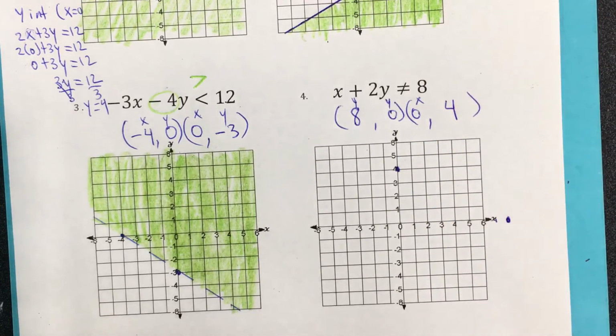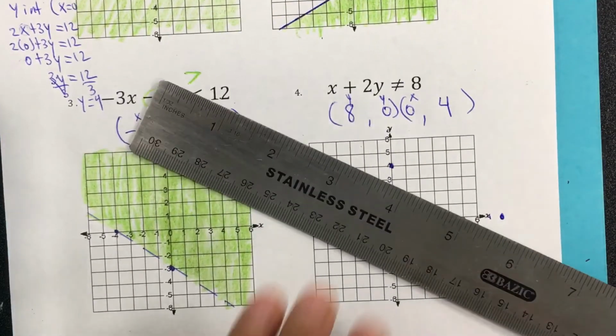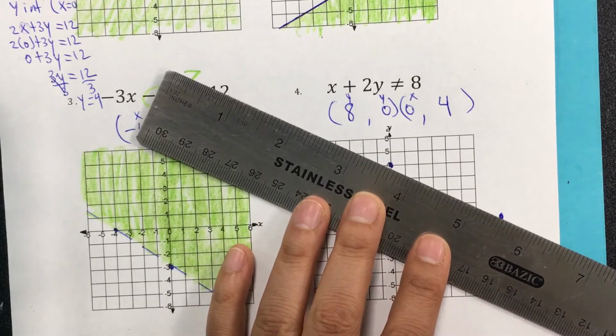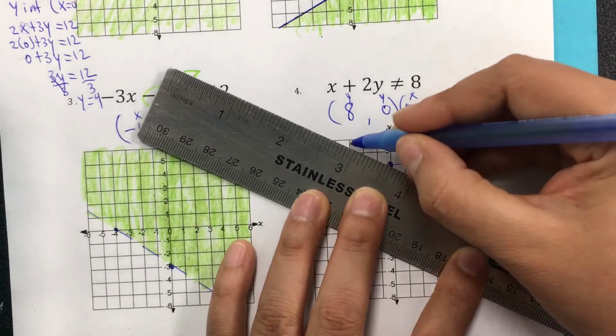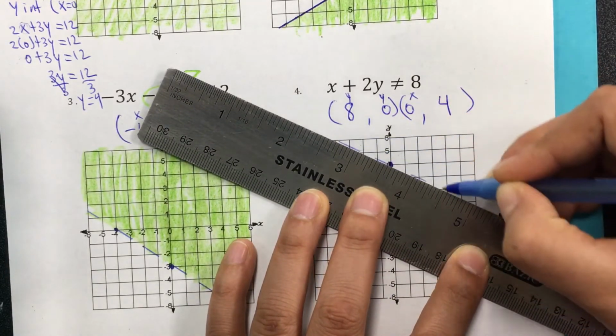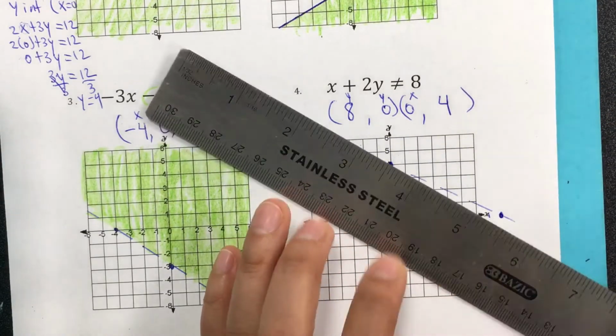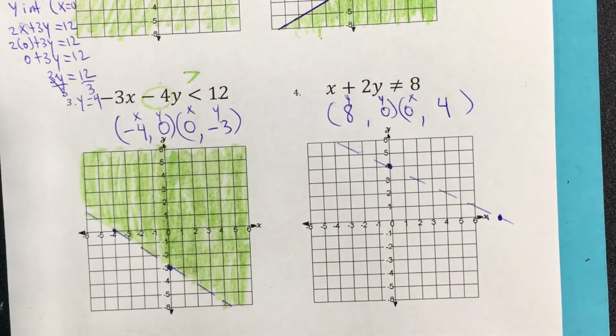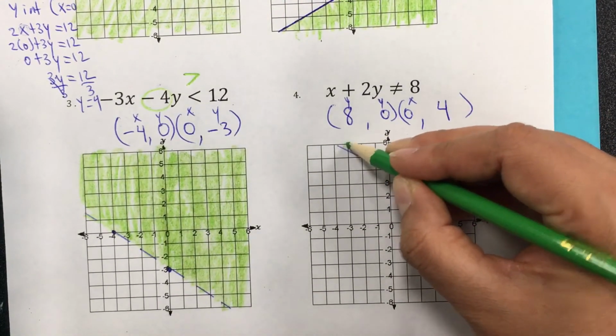So I connect my 2 points, but this is what is going to happen. Anytime that you have the not equal to, you're going to connect the points with a dotted line, always. And the difference between the other graphs and this one is that you're going to color on both sides.